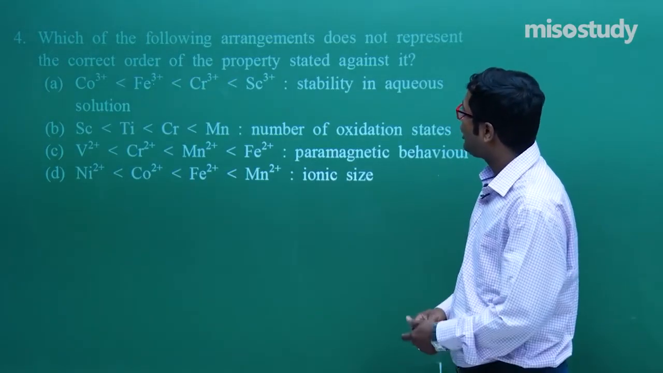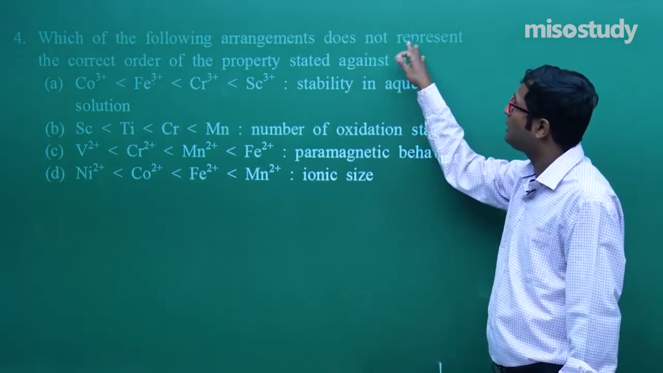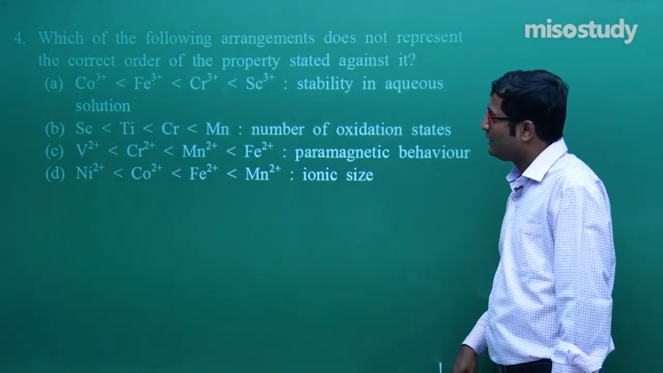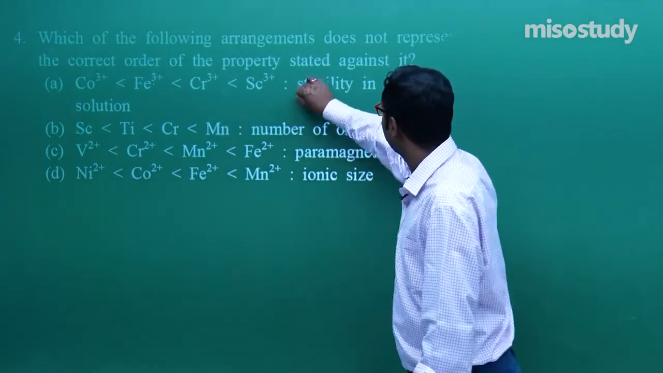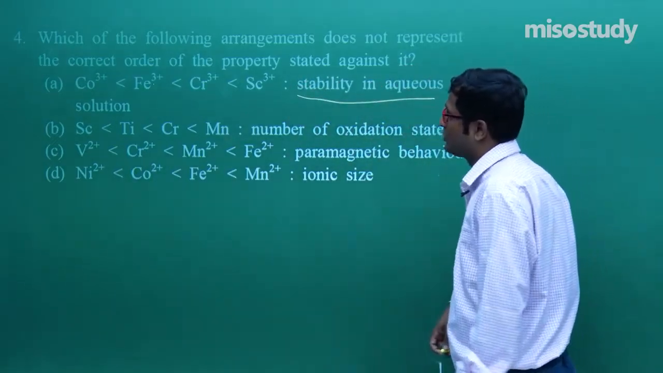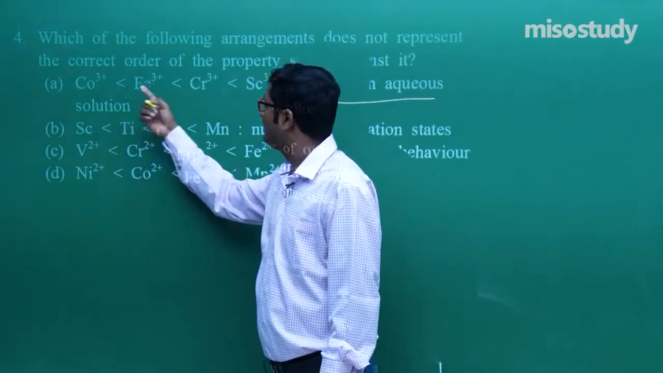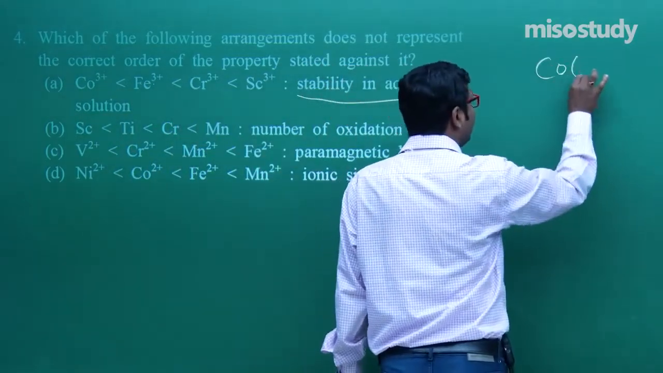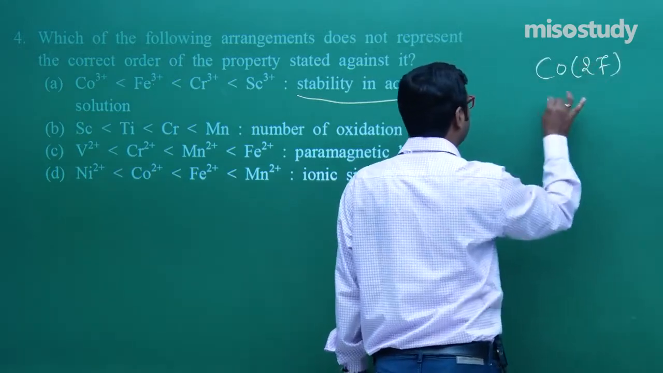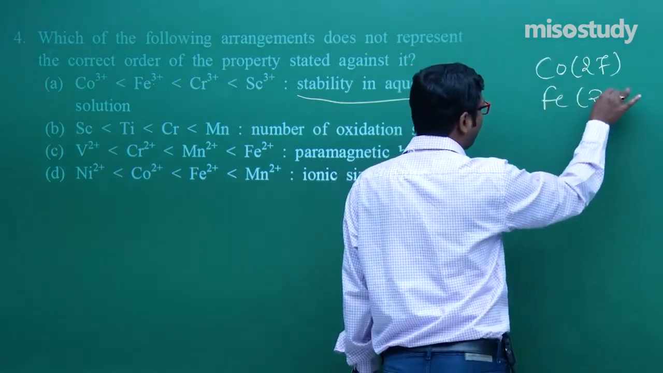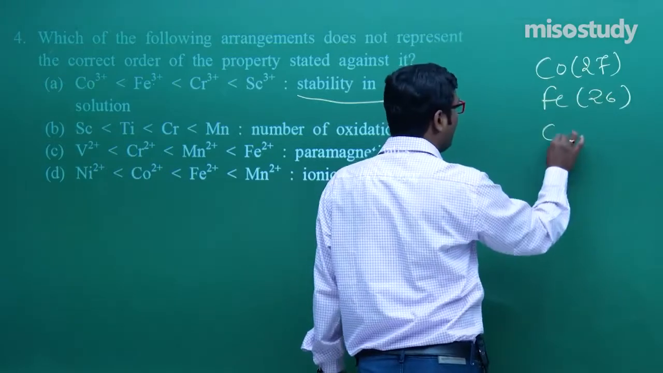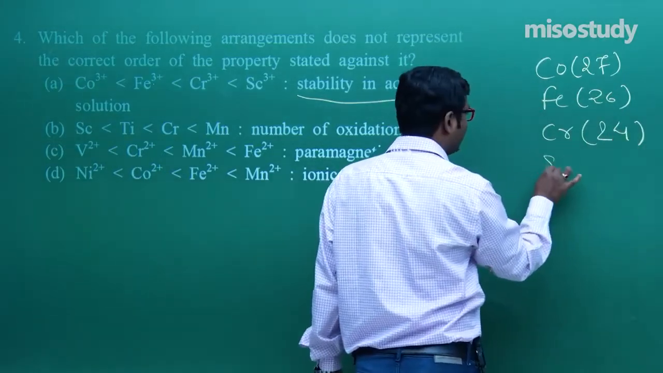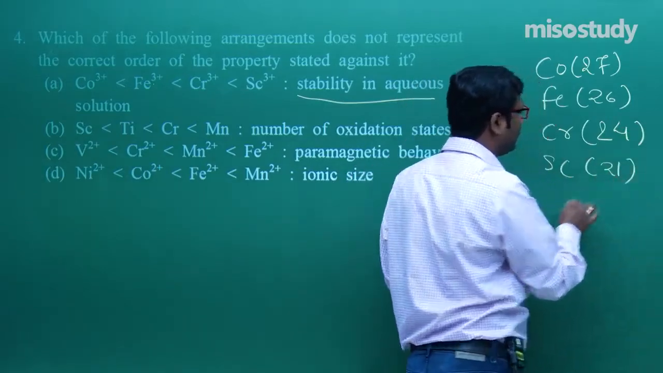Which of the following arrangements does not represent the correct order of the property against it? Look at the first option, stability in aqueous solution. If I talk about cobalt, Fe3+, moving from cobalt, atomic number 27, iron atomic number 26, chromium atomic number 24, and for scandium the atomic number is 21.